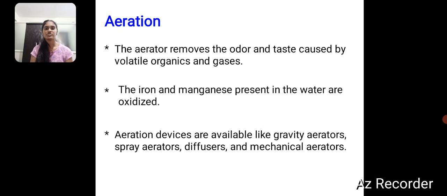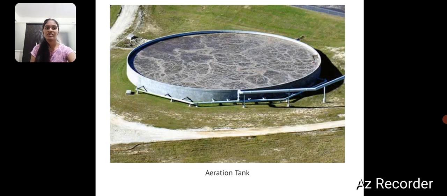Next one, aeration. The aerator removes the odor and the taste caused by volatile organics and gases. The iron and the manganese present in the water are oxidized. Aeration devices available include gravity aerators, spray aerators, diffusers, and mechanical aerators. This is the aeration tank.